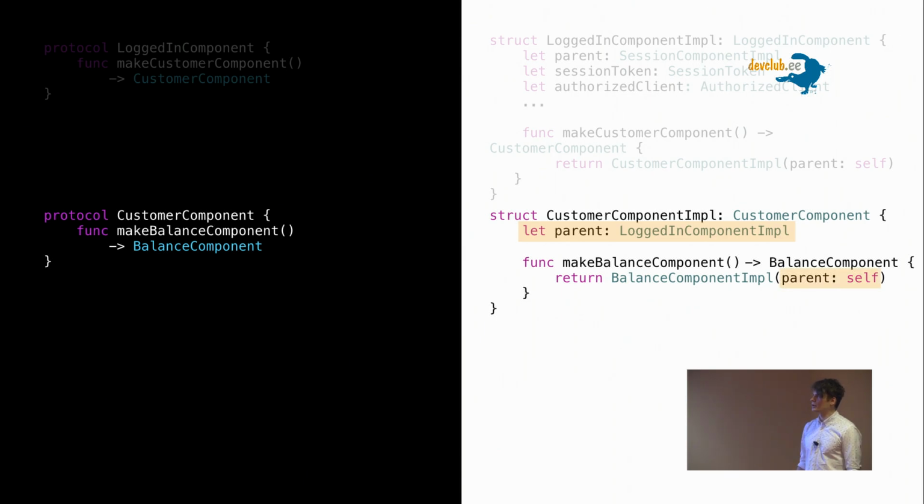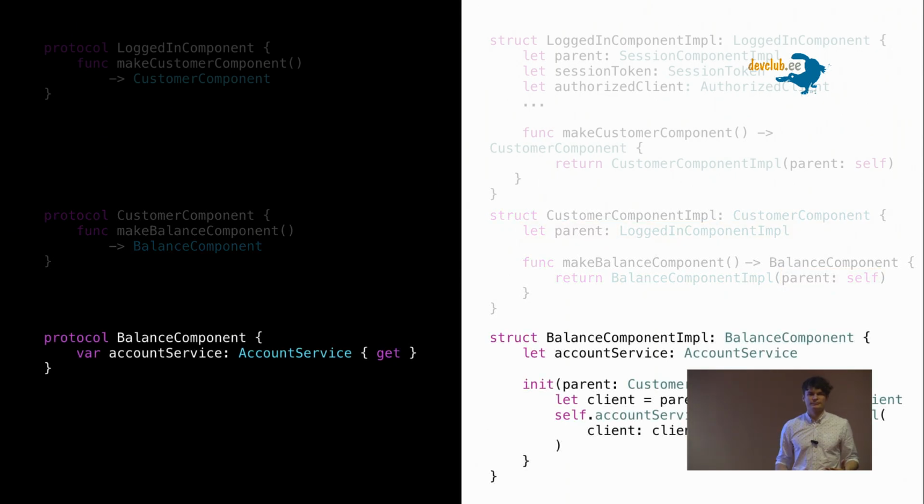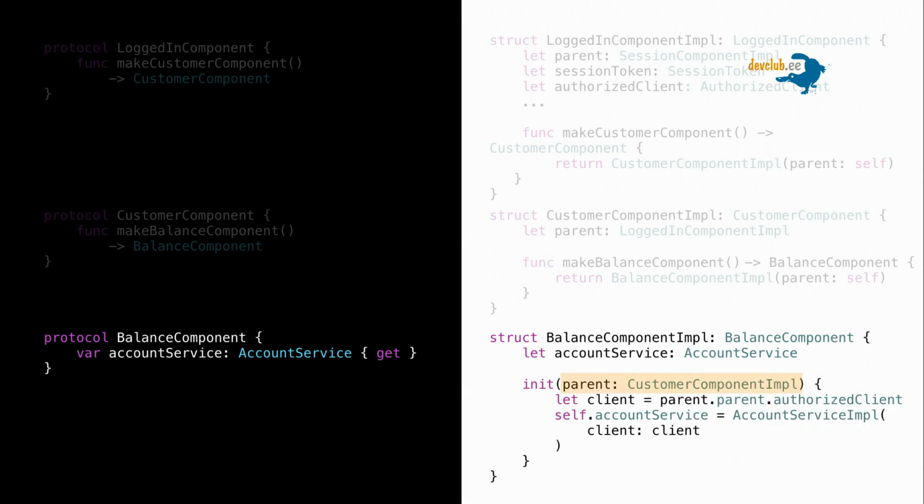The important thing is that the implementation of customer component knows about its parent and passes itself to its child. And now this is the key thing here. This is where the magic happens. Given that we know all our parents, in the balance component implementation, we can traverse through our parent tree, find this authorized client, and resolve the account service with this authorized client. And this is quite similar to things that the Dagger 2 framework does when it analyzes your graph and generates the code for you. But in our case, well, there is no one for us to generate this. And if you're writing your own implementation, you can use these techniques.